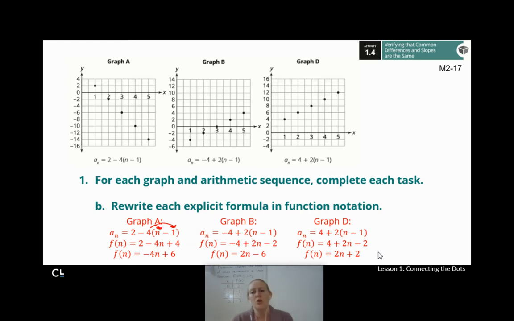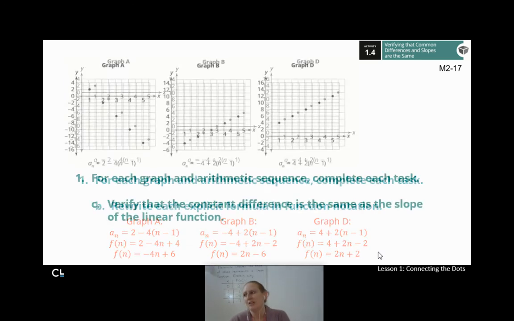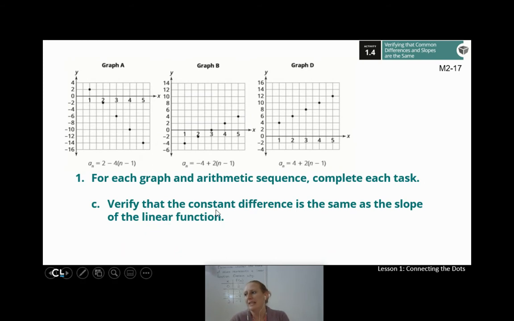Awesome. So now that they're in function notation, can you just verify real quick that that constant difference you found earlier is the same as the slope? So can you write down what the slope was for each of those function notations that you just wrote and make sure it's the same as your constant difference? Hit pause, write it down, hit play to check your work.